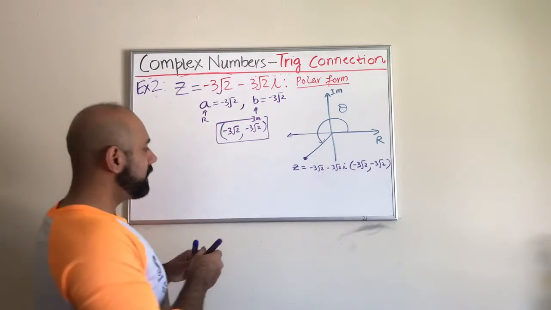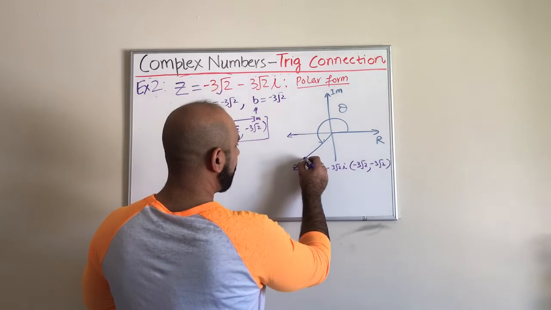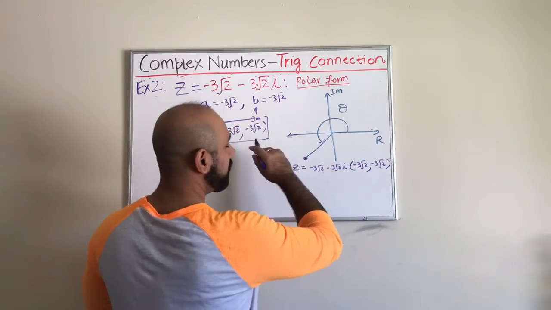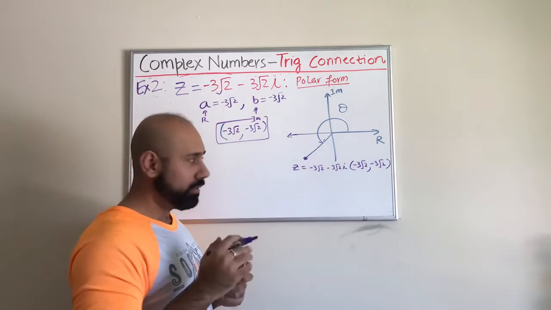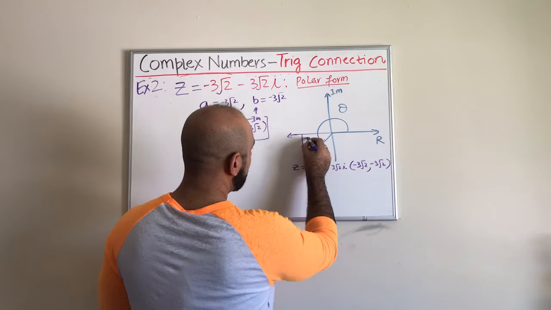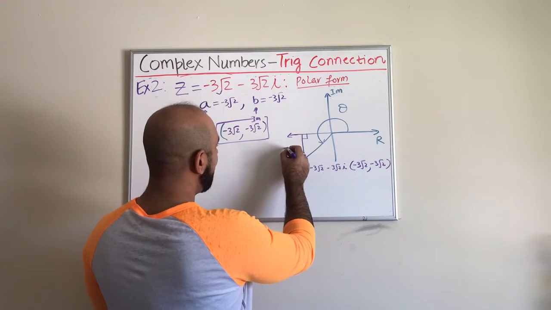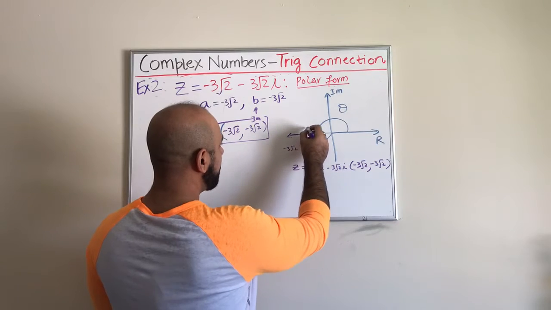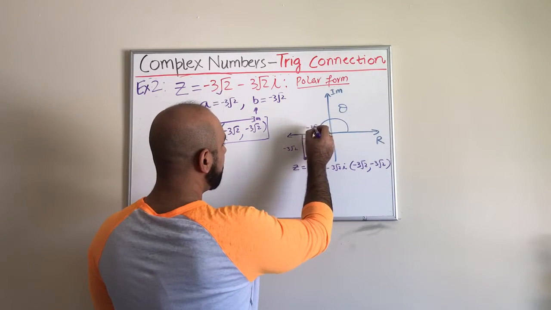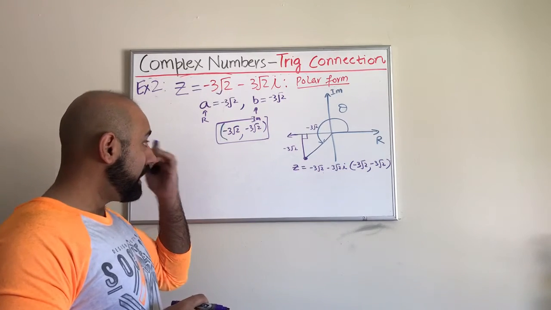But for convenience purposes, guys, we can actually drop a perpendicular from this point onto the horizontal or the real axis. So let us go ahead and do that. Okay, this is my 90 degrees. So guys, based on the given information, this is -3 radical 2. This is also -3 radical 2. Keep in mind, these are the x and y coordinates, not exactly the lengths.